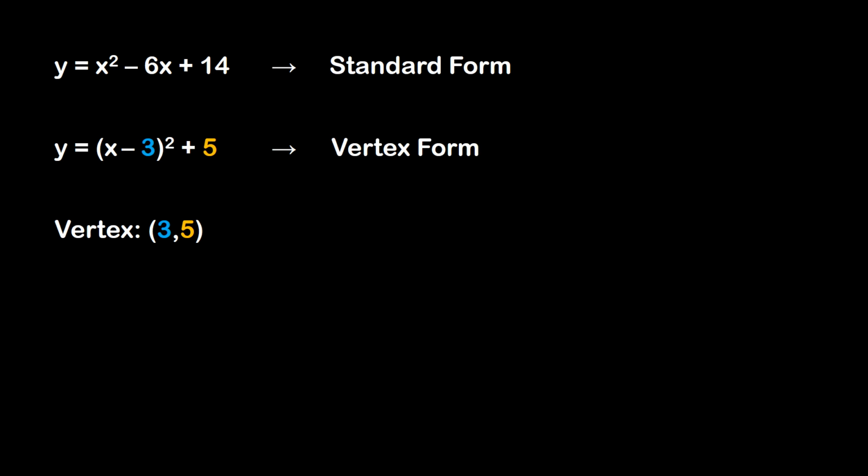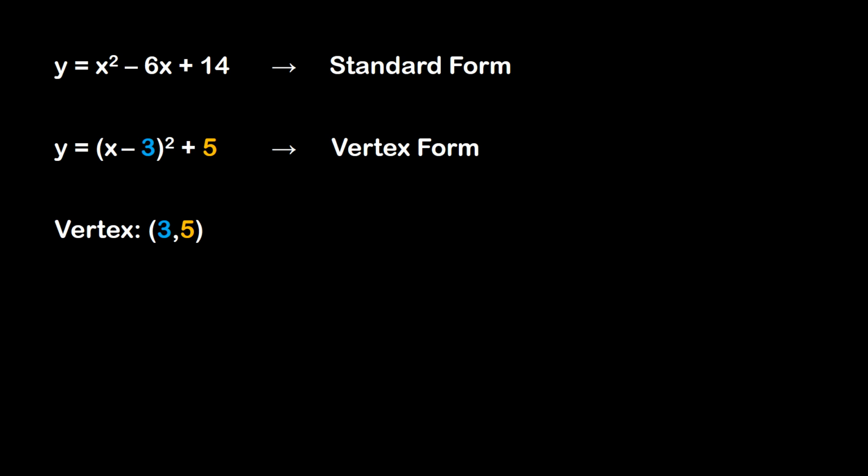You basically take the value inside the x brackets and that becomes the x value of your vertex, noting that you always have to flip the sign. So because we have negative 3, that becomes positive 3, and then the value outside of the brackets is always the y value of the vertex, and in that case we do not flip the sign, so plus 5 is plus 5 for the y coordinate of the vertex.